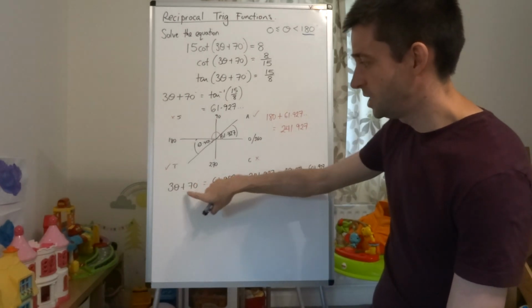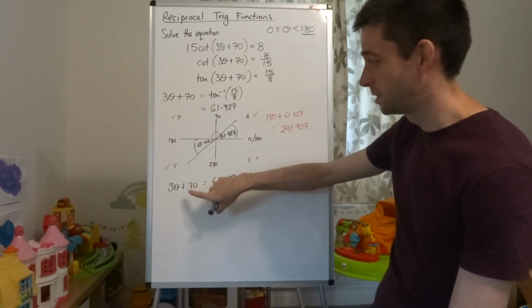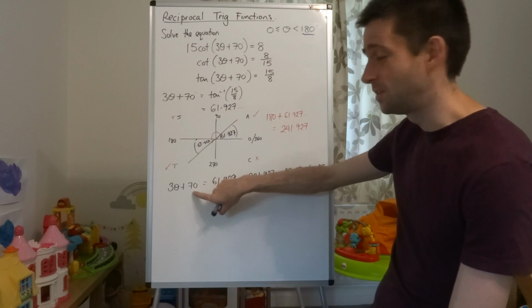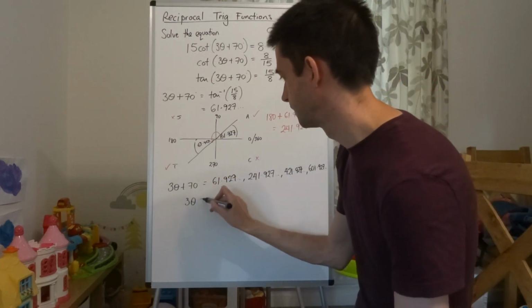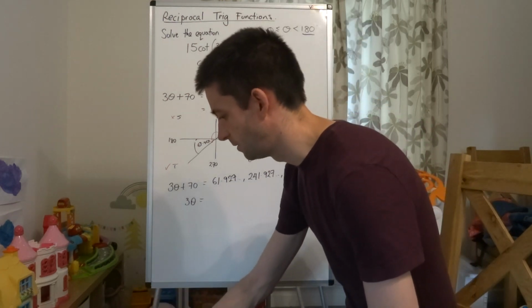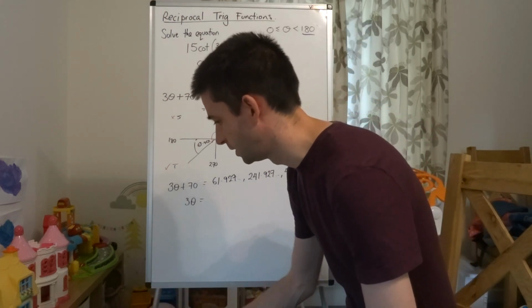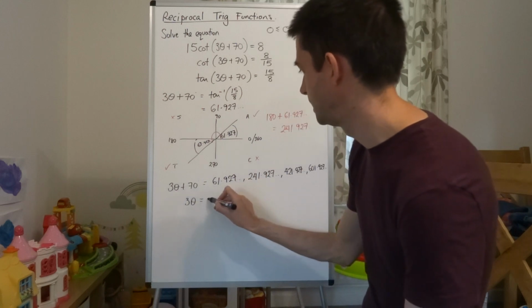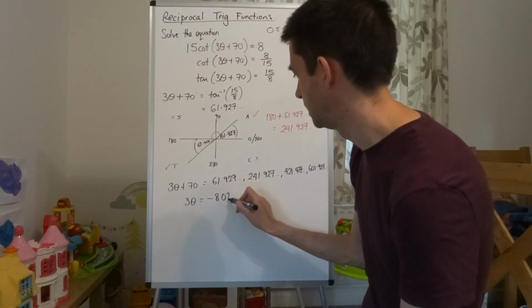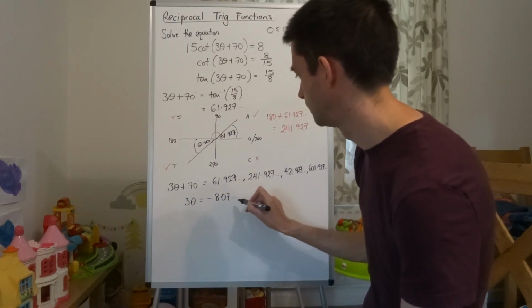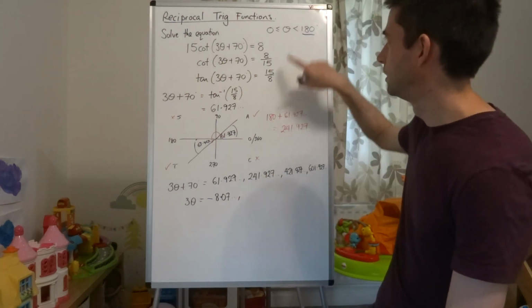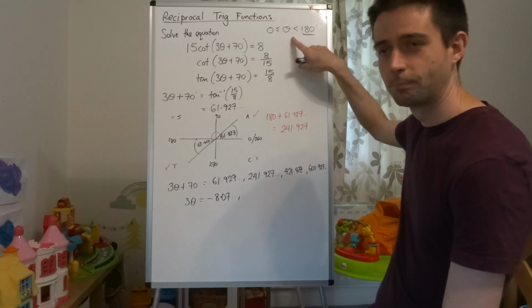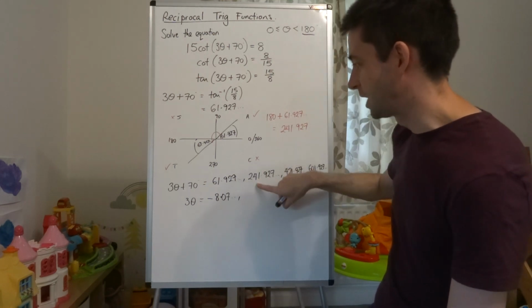Okay, so I've got 3 theta plus 70, so two things. The first thing I need to do is subtract 70 from each of these solutions. So 3 theta is going to be, if I do 61.927 minus 70, negative 8.07. Now that's a problem because that is going to be outside my range. So let's carry on from here.